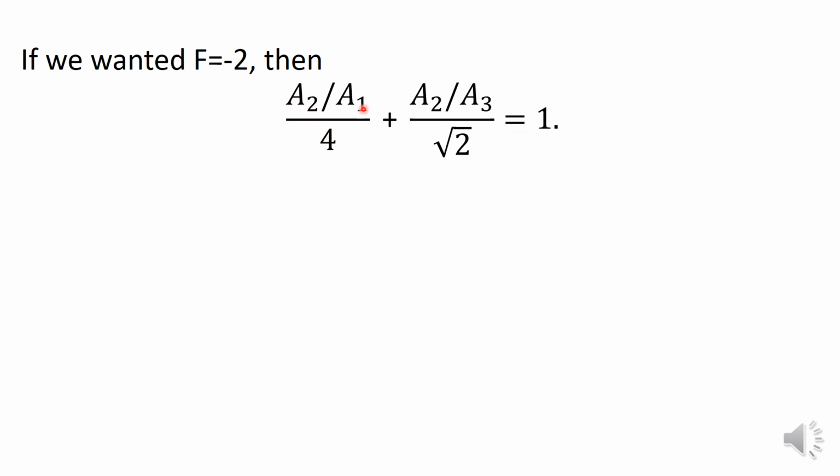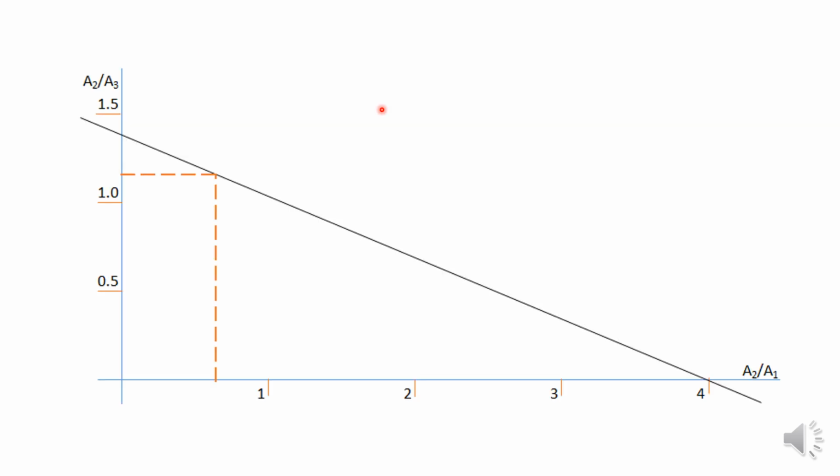Notice the a2 over a1 and a2 over a3, these are both positive quantities, and it's a linear equation here, so this can be represented by a straight line. And here is our straight line. We can plot a2 over a3 against a2 over a1. It's a straight line. You'll have 4 on one intercept and square root of 2 on the other intercept. So it's a straight line through these points.